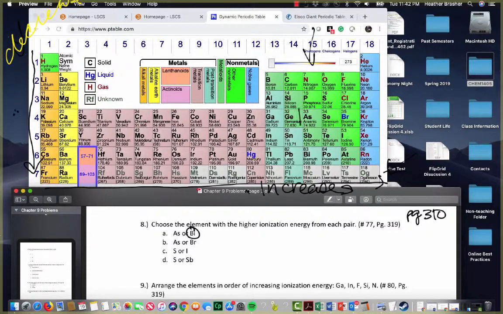So the next one is here and here. So we're not going to look at this side. We're going to look here, right? So on here, the bigger one is going to be bromine.